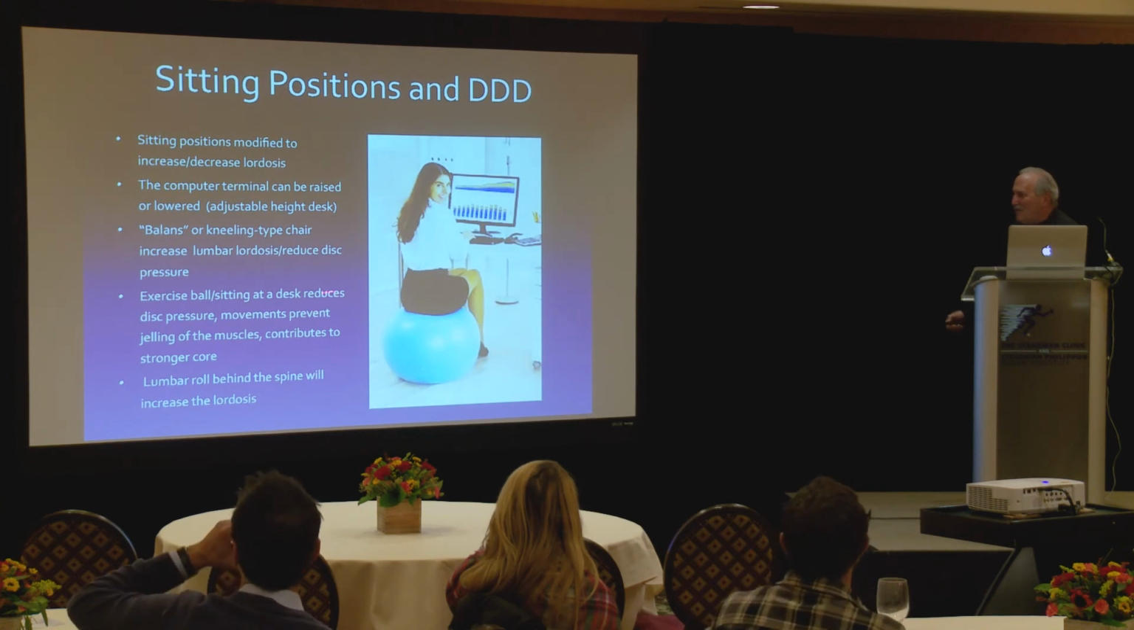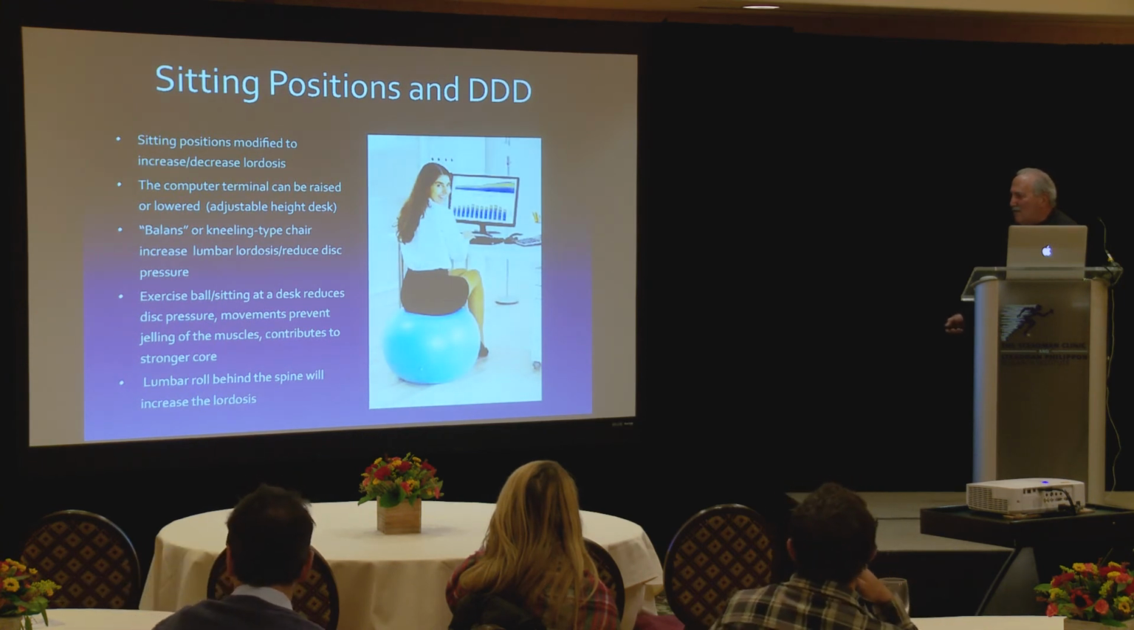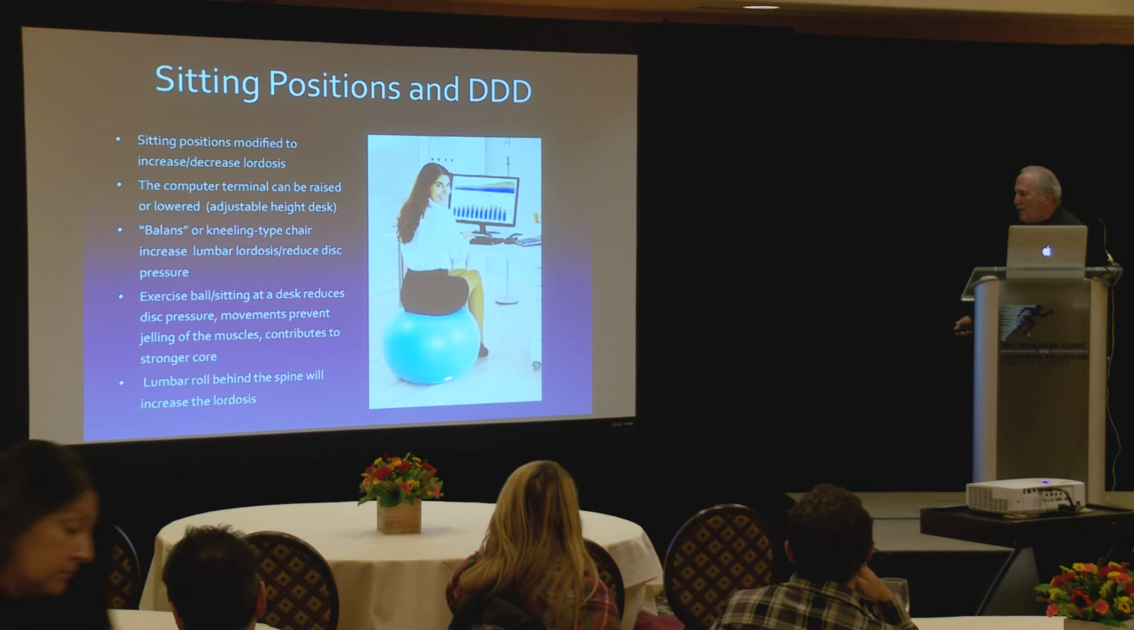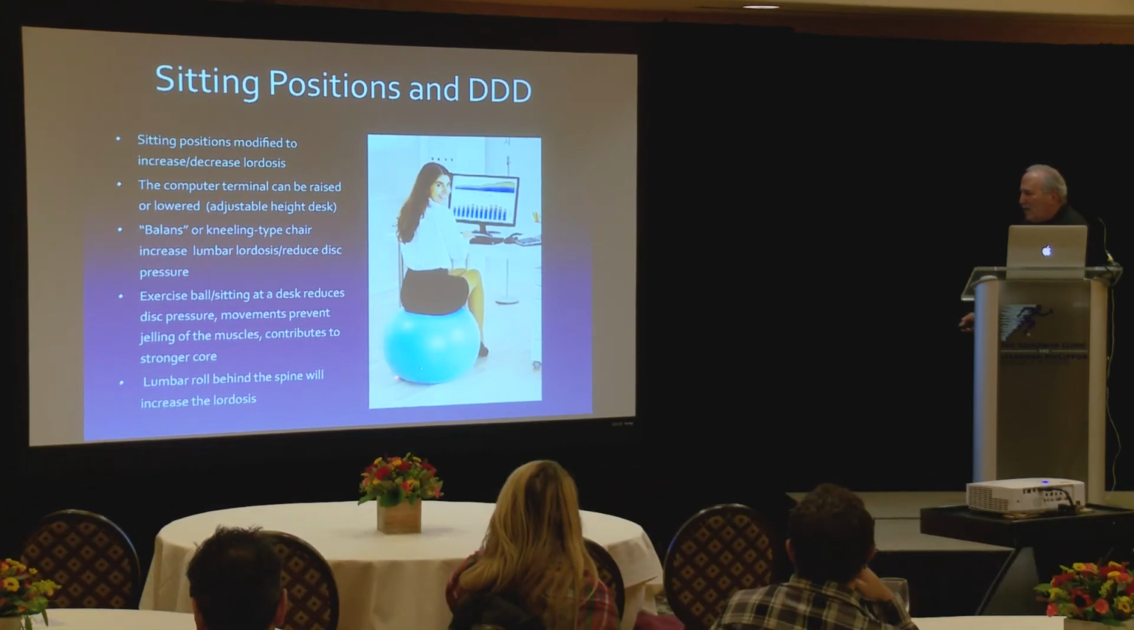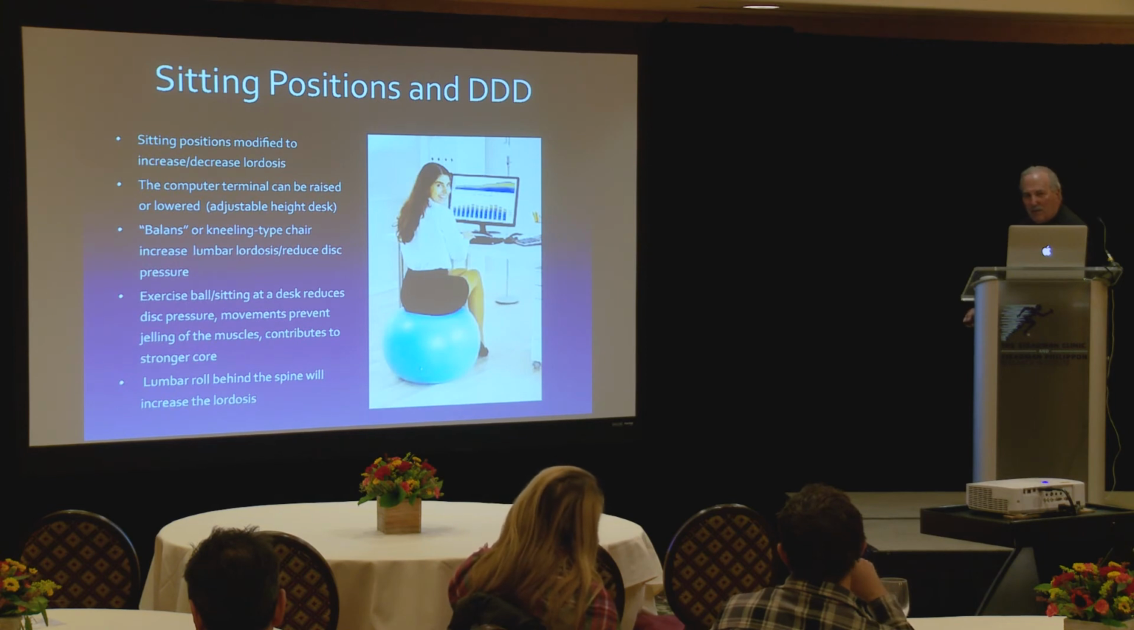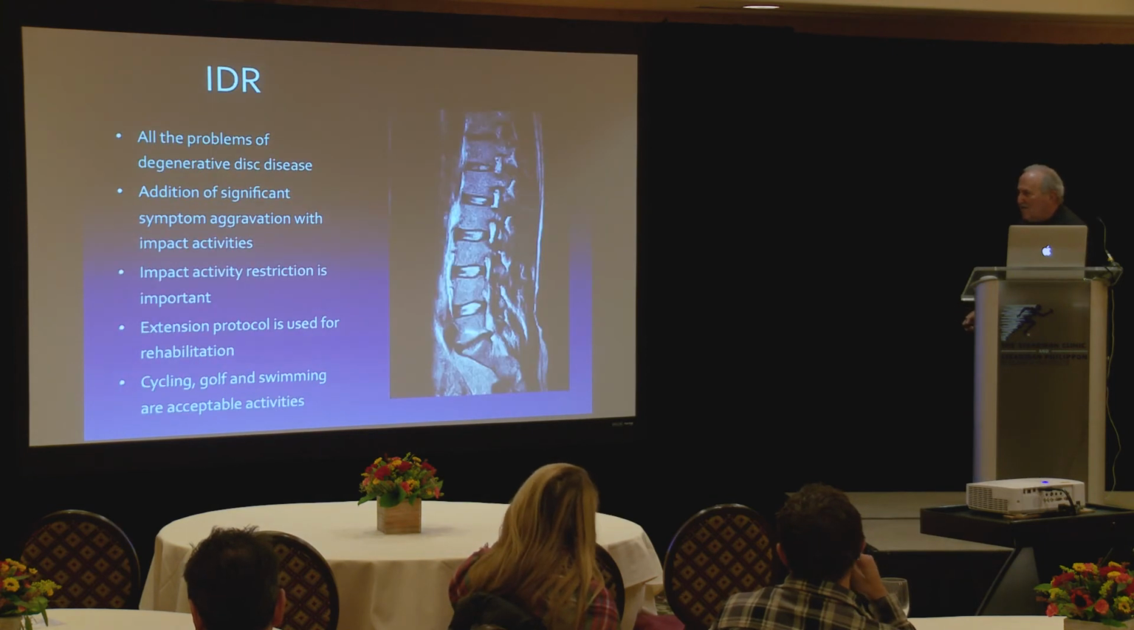Sitting positions. You can find different kinds of sitting chairs. I don't recommend just sitting on a Swiss ball, but they have balls with wheels underneath that are very helpful, that let you move and have cushioning to your back. A balance chair, a knee chest chair, you've seen those before. They can be helpful for patients who have bad discs. And a lumbar roll behind the spine will increase the lordosis, offloading the lumbar spine for bad discs.